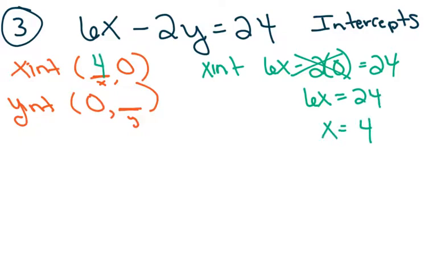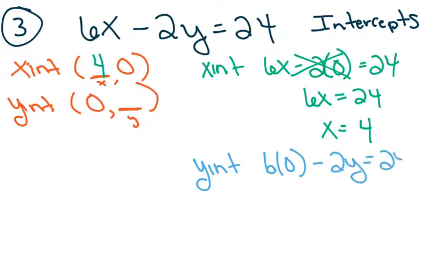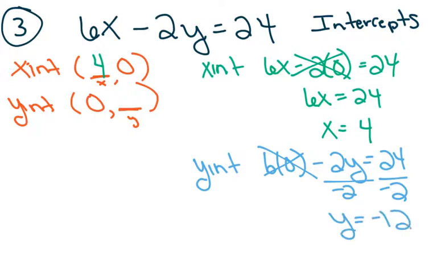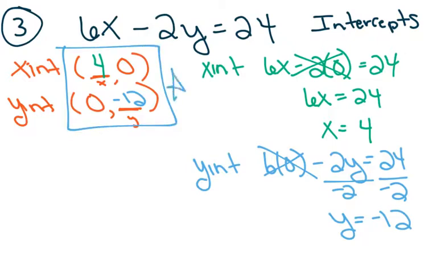All right. Then when I go to find my y-intercept, this time I'm putting a 0 in for my x, and I'm leaving y alone to solve. Okay. So 6 times 0, gone. Please don't forget about that minus sign or that negative sign in front of the 2y. So divide both sides by -2. It looks like our y is -12. Okay. When you write your answers, please make sure they are written as coordinate points. Super, super important.